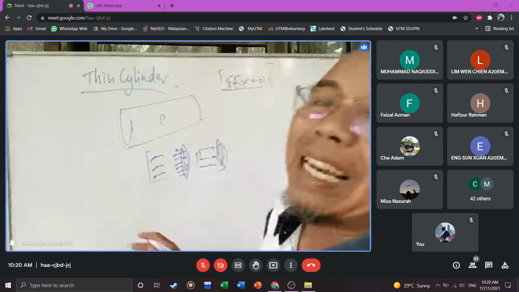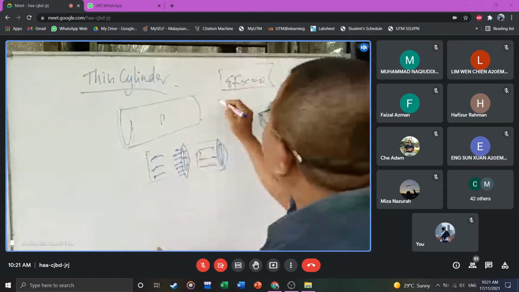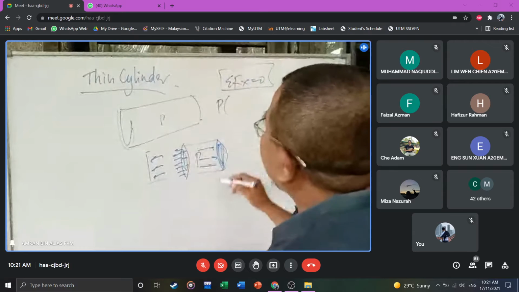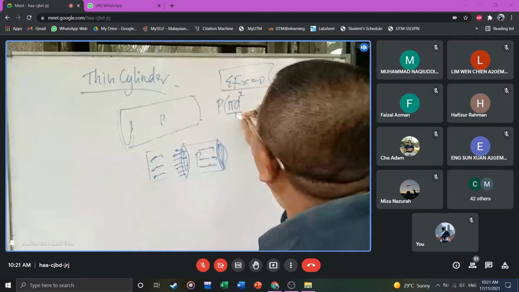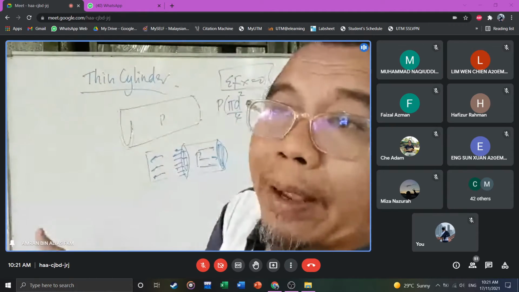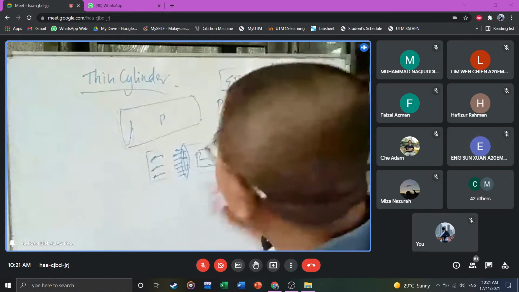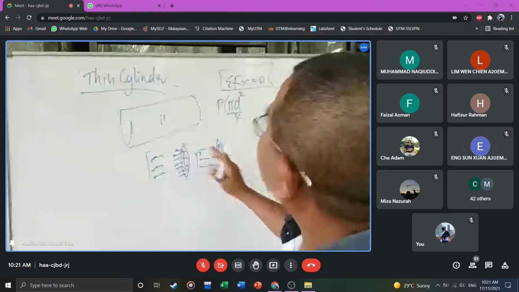Very simple, static analysis. Force to the right: pressure times the area. The area is what? Pi d square over 4, or pi r square. Correct? Just the round circle area inside. Yes. To the right, right?